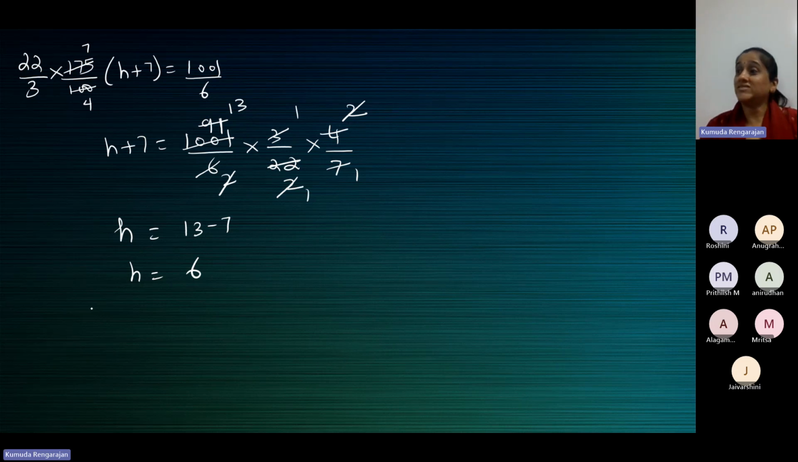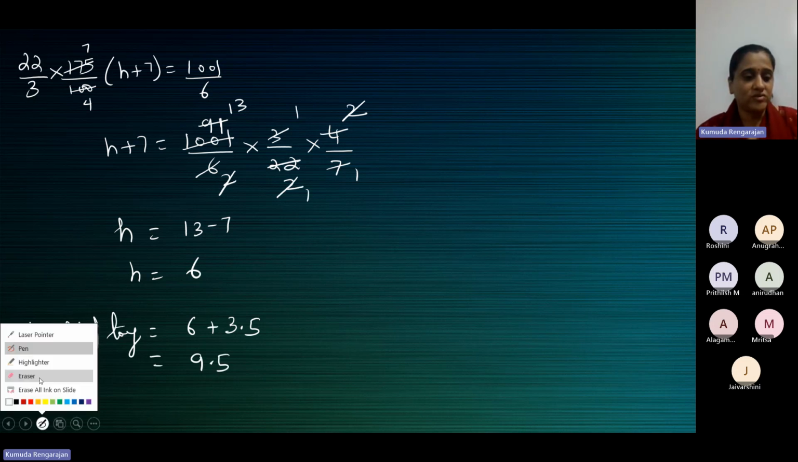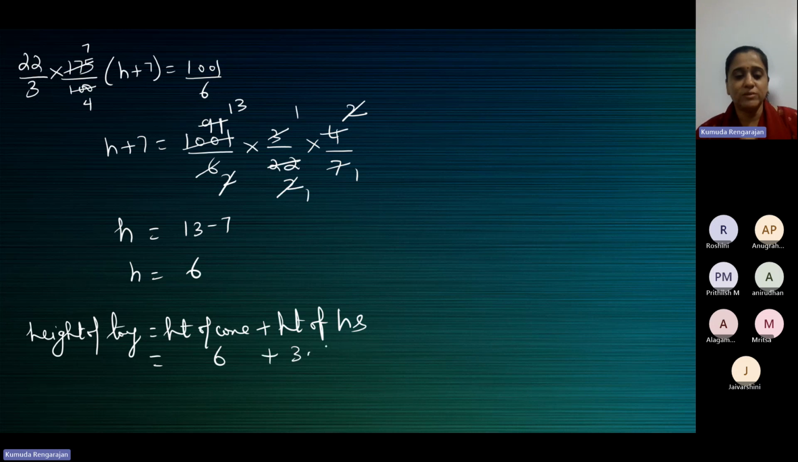So H is 6. What is H? The height of the cone. But the question is to find the height of the toy. So height of the toy is equal to the conical height 6 plus hemispherical height 3.5. Correct? So 9.5. Or you can express yourself here: height of toy is equal to height of cone plus height of hemisphere. Cone is 6 plus hemisphere is 3.5. So 9.5 centimeters.